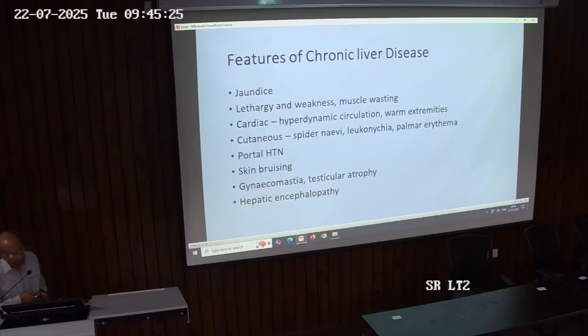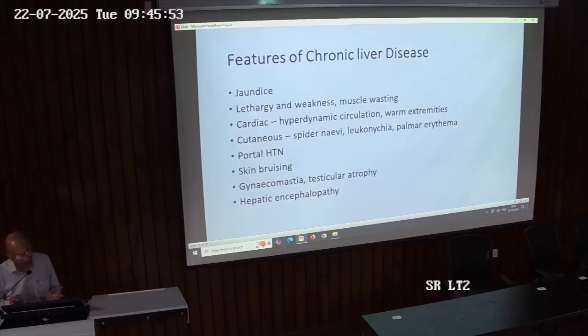Chronic liver disease is supposed to be a hyperestrogenic state. Estrogen is normally metabolized in the liver, but if the liver is not functioning properly, there is a hyperestrogenic state in the individual, as a result of which gynecomastia and testicular atrophy may appear. Okay? And lastly, of course, is hepatic encephalopathy.